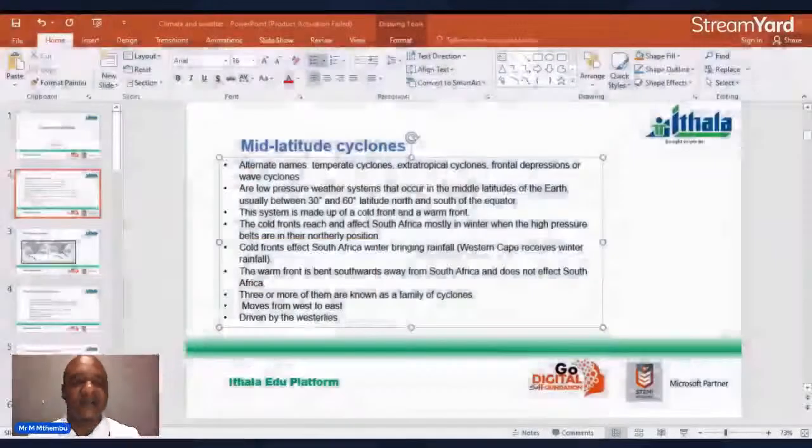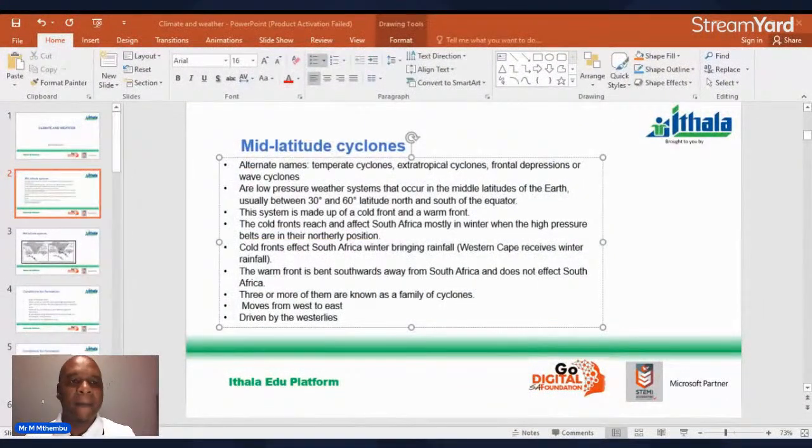So today we are going to be doing climate and weather. Under climate and weather, we'll be doing a mid-latitude cyclone together with a tropical cyclone. So we're calling a mid-latitude cyclone. So you learners must know the world pressure belts so that you can easily and better understand the mid-latitude cyclone as well as a tropical cyclone, just to find out where exactly it takes place.